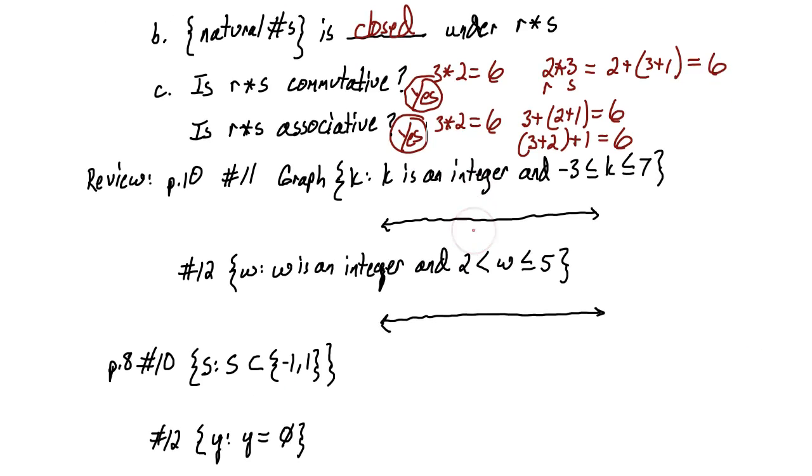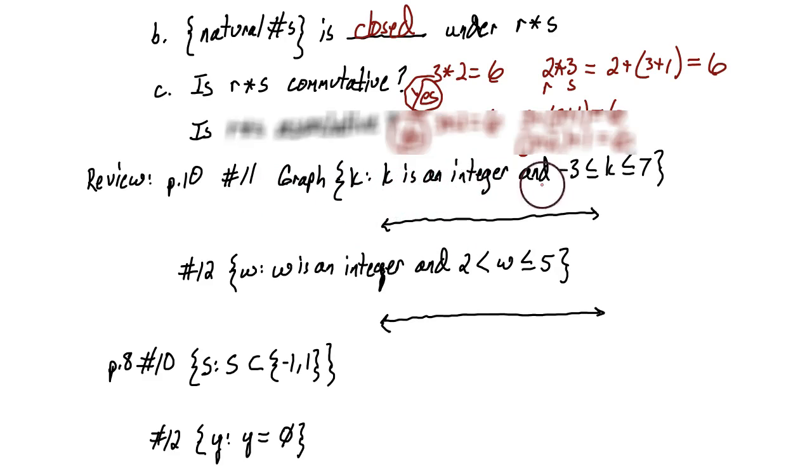For the review assignment, we're asked to graph the set of numbers k such that k is an integer and it's between -3 and +7. So let's find those numbers. Here's -3, -2, -1, 0, 1, 2, 3, 4, 5, 6, 7.